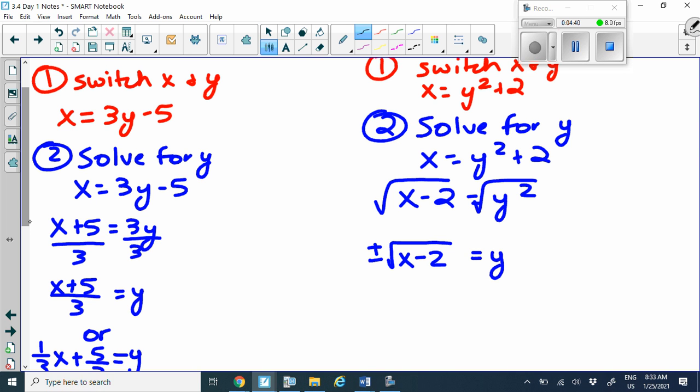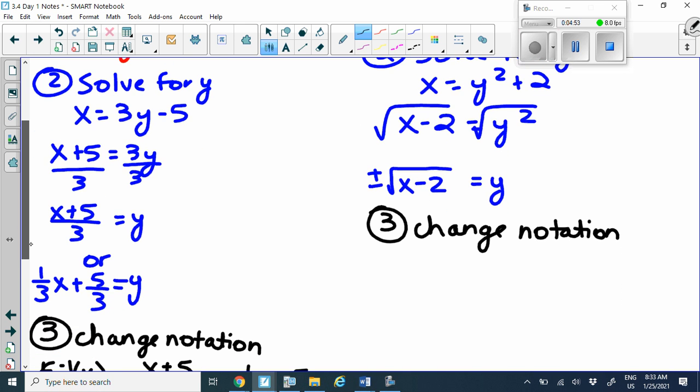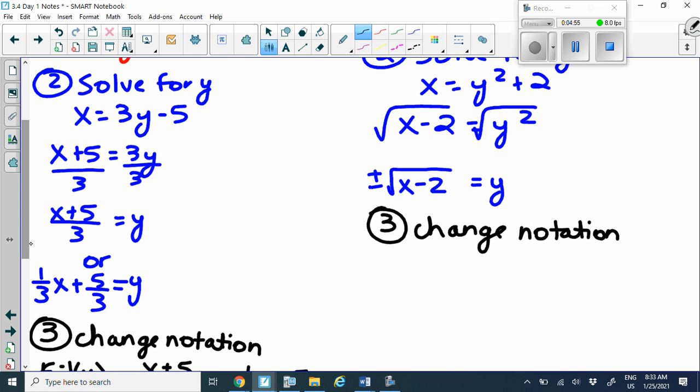And then lastly, what we need to do is change the notation. So when we change our notation here, remember we change the y into f inverse of x. So that -1 is like an exponent, but what that really represents is inverse instead of saying, oh, to the negative first. So f inverse of x equals the plus minus square root of x minus 2.